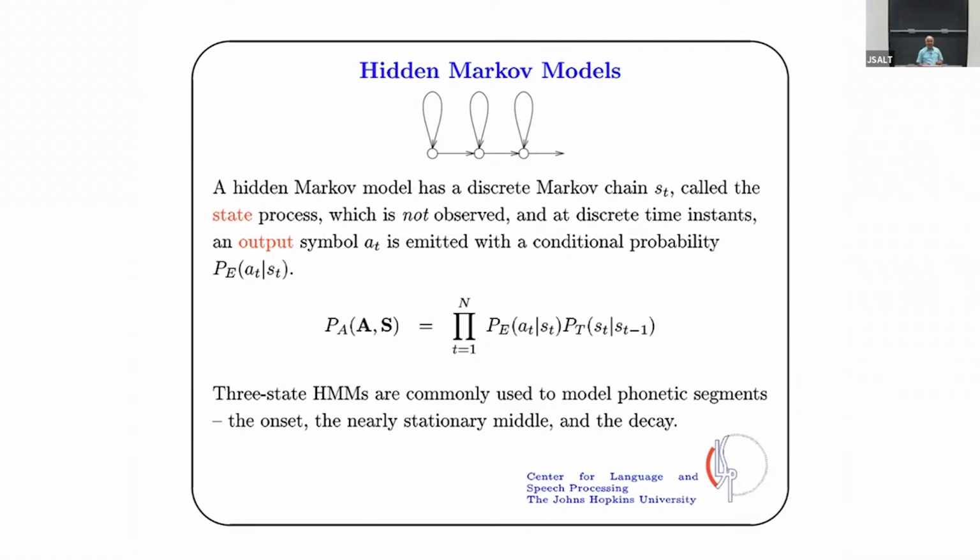What's the probability you'd be saying something else? Right? So that's a transition probability. That's P of S_t given S_{t-1}. And then when you're saying the first part of a T, what kind of acoustics you produce? That's called the emission probability.